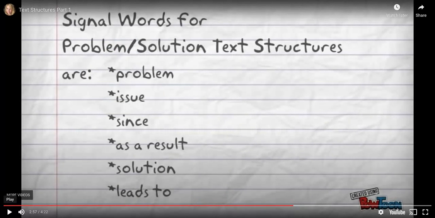And these are the signal words that would also give you a clue that you're about to read a problem and solution text structure. And they are problem, issue, since, as a result, solution, or leads to.